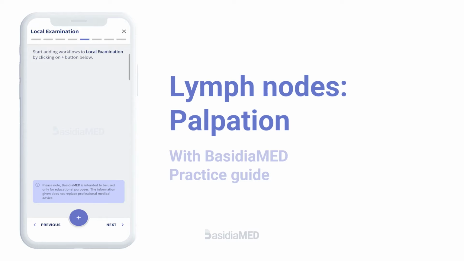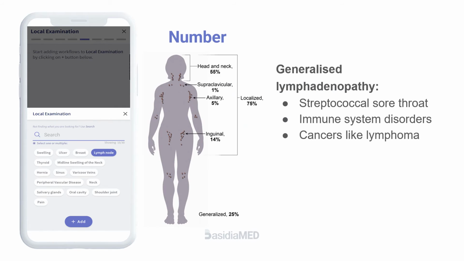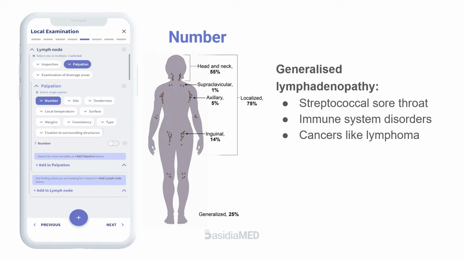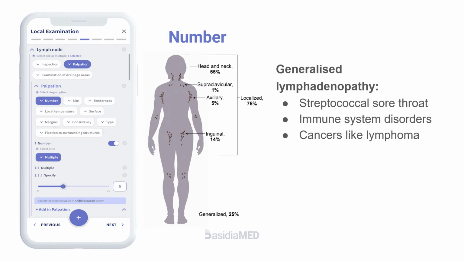Palpation of lymph nodes. To palpate the lymph nodes, the palmar surface of the middle three fingers must be used. Solitary lymph node involvement is common in local infections of mild degrees. Multiple lymph nodes, in different areas of the body, are involved in generalized lymphadenopathy, which is seen with extensive infection, immune system disorders, and cancers.